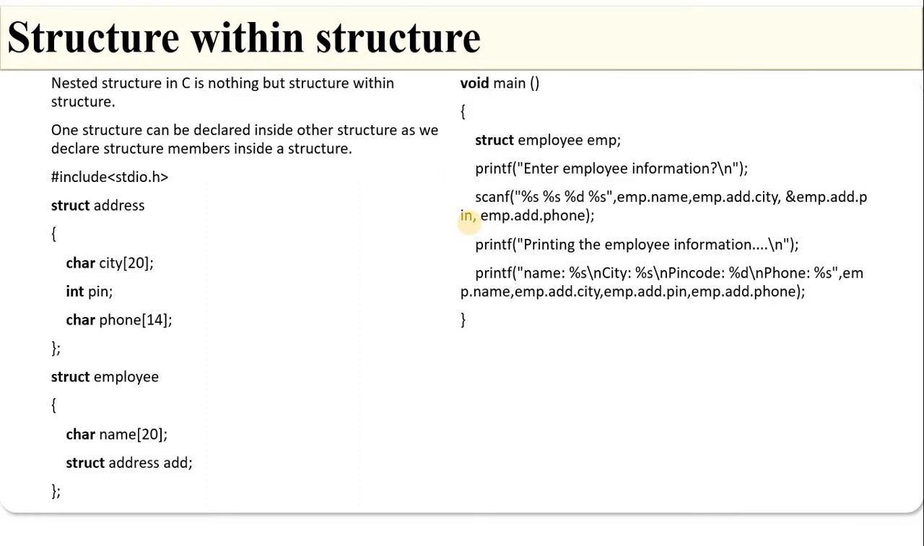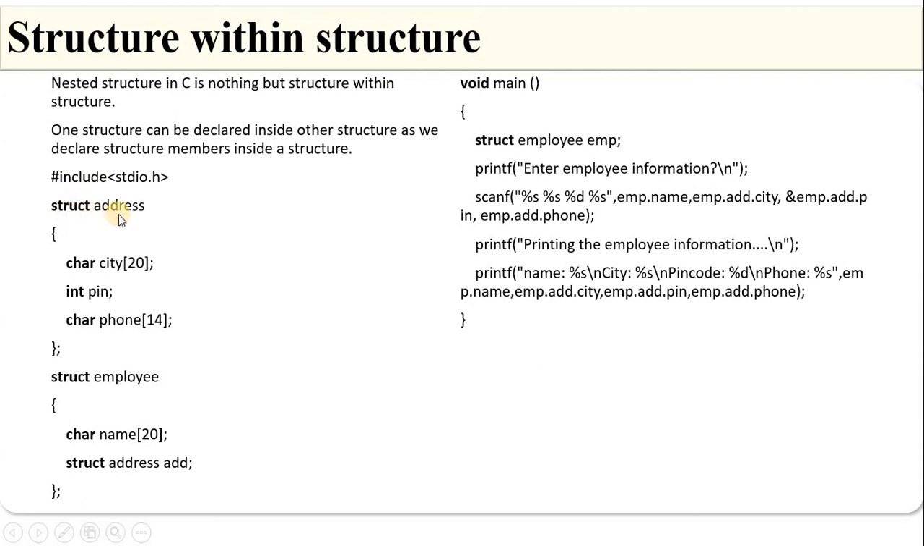Let's see structure within a structure. Nested structure in C is nothing but a structure within a structure, as you have nested if else. Similarly, nested structure, that is, structure within a structure. So one structure can be declared inside another structure. Let's see an example here.